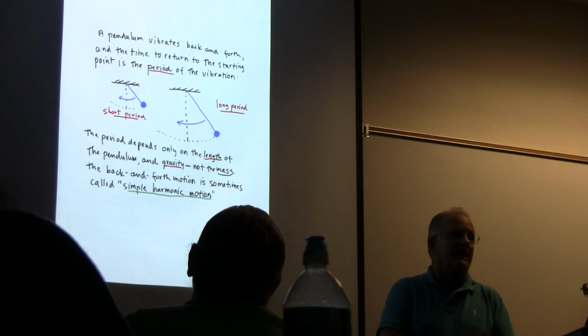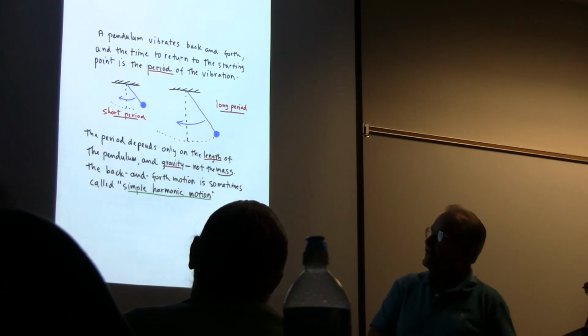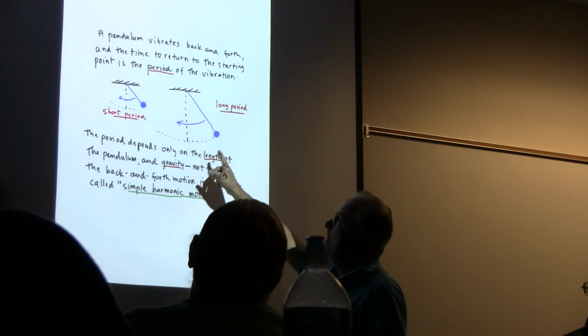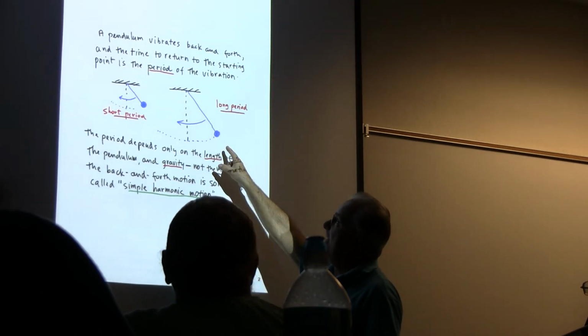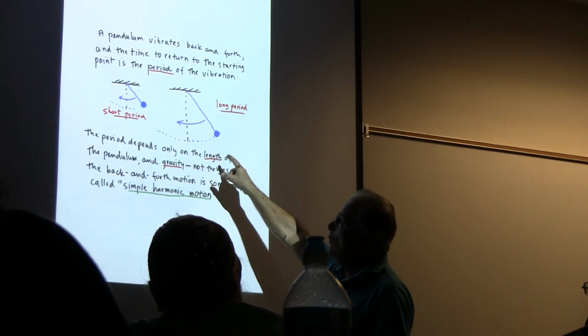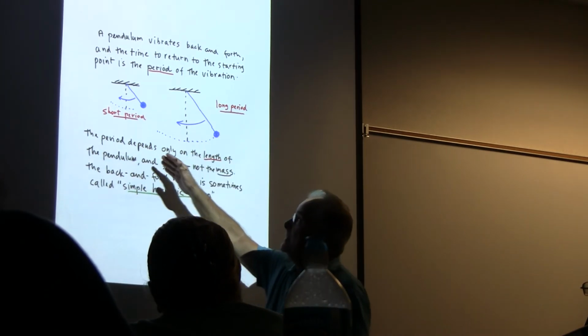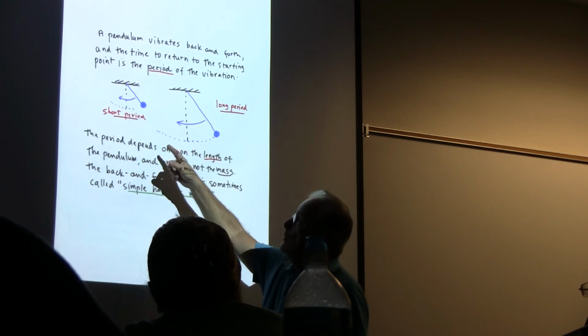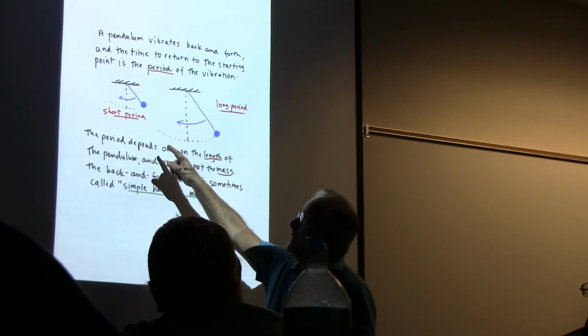After he died, Isaac Newton came along, and he figured the math part of all that out. But I just want you to see here, the length of that pendulum is what controls the time of that period, back and forth. The shorter the pendulum, the faster it moves, and the quicker the period.